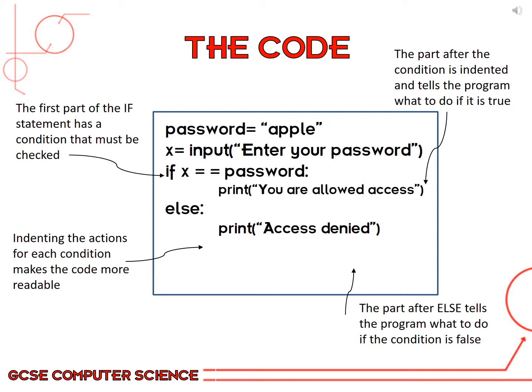So if they type in the word Apple, it will say you are allowed access. If they type in anything else, it will say access denied. And that is a basic if statement. That is selection. The program flow is changing depending on what you type in.